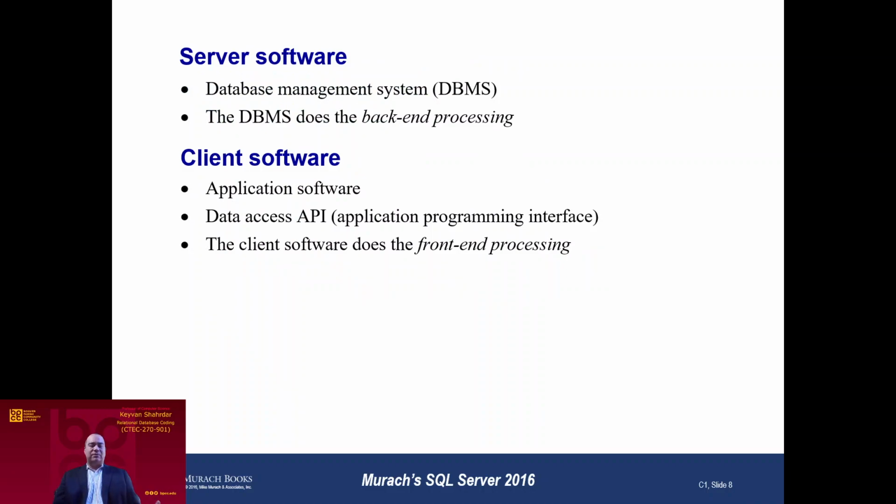So some server software. You have a database management system that's called a DBMS. What the DBMS does is give you the ability to connect to the SQL server, and you could run code inside of it. And that's what your homework assignment is today, and we will discuss that later in this video. Then you have client software, such as application software and the data access API, application programming interface. That's what API stands for. And the client software does the front end processing.